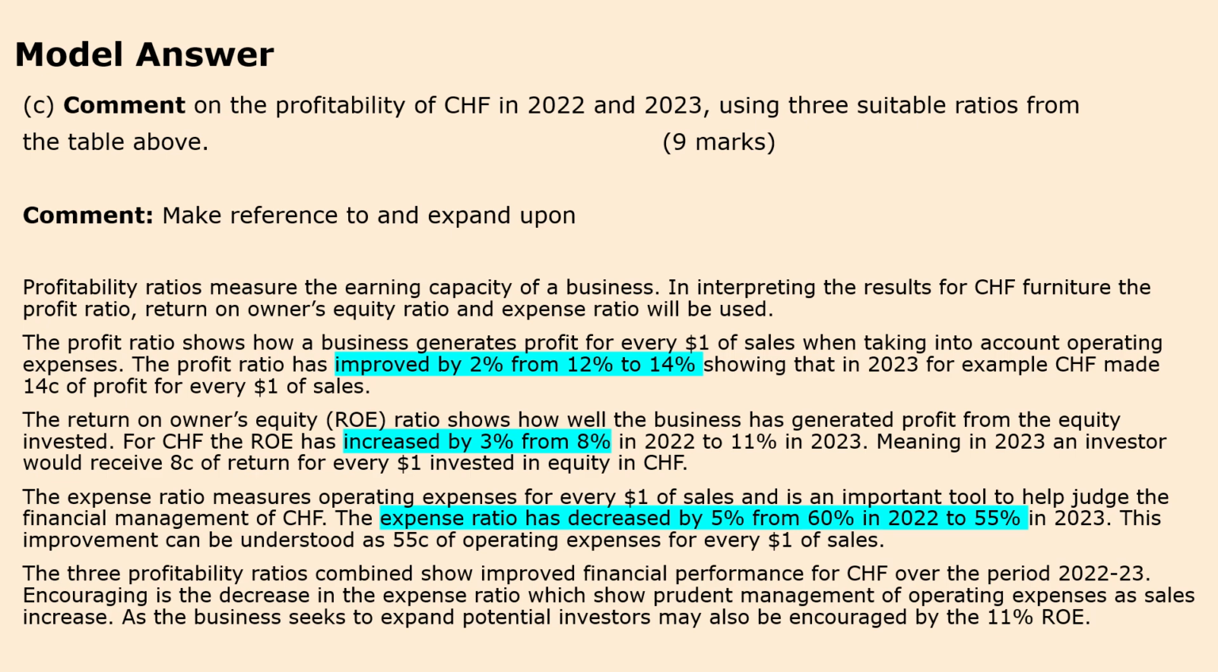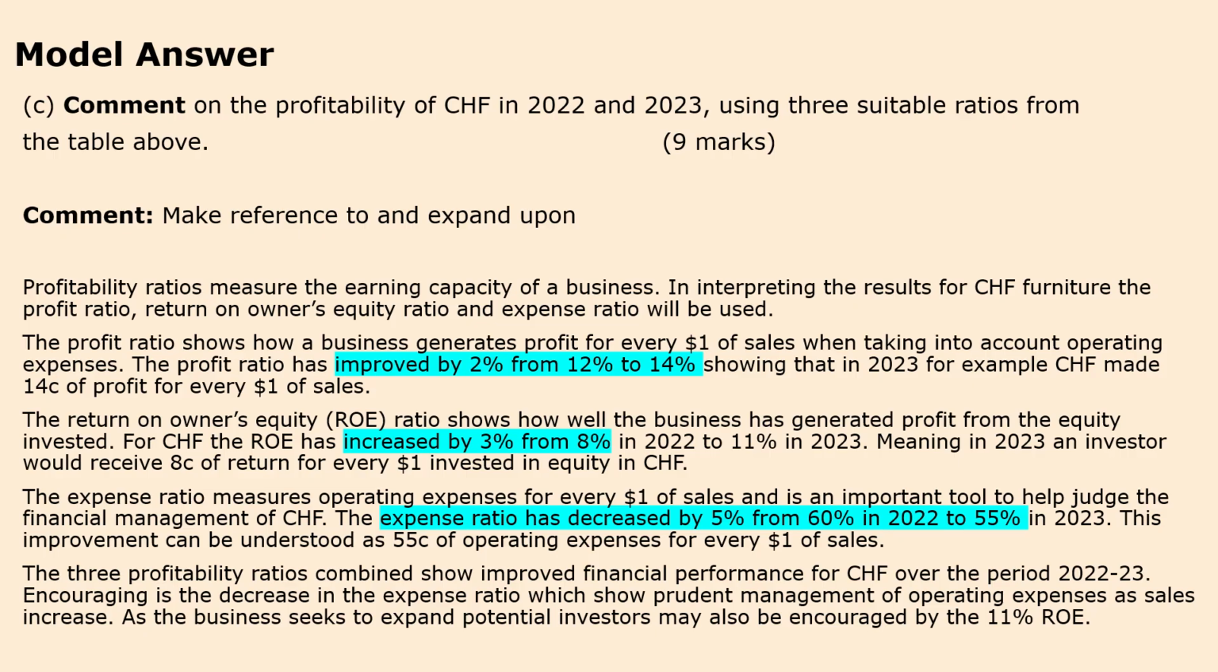I think that's a great way to show your understanding of the actual calculation of, or the formula for each ratio. So without reading through it all, you can see it's a pretty common response. So return on equity also increased by 3%, meaning that an investor would receive 8 cents of return for every $1 invested of equity. And then the expense ratio has decreased by 5%. This improvement can be understood as 55 cents of operating expenses for every $1 of sales.